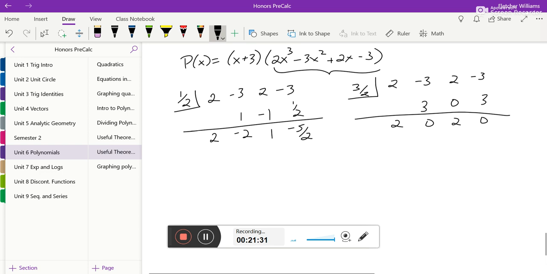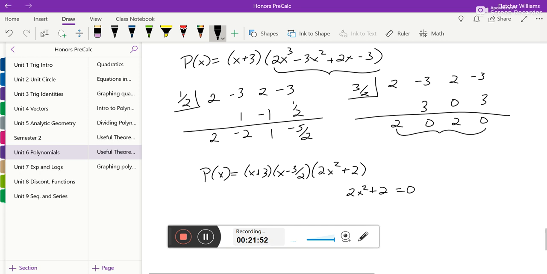So now we can write our polynomial as x plus 3 times x minus 3 halves times now this reduced equation, 2x squared plus 2. That one is actually easy to get the roots out of. You just set that equal to 0. Subtract the 2 and divide by 2 gives you negative 1. Okay, you want to solve the equation, plus or minus the square root. So x is equal to plus or minus i.